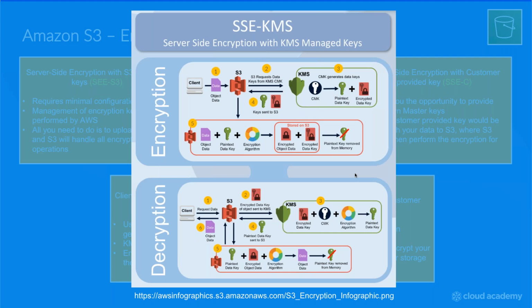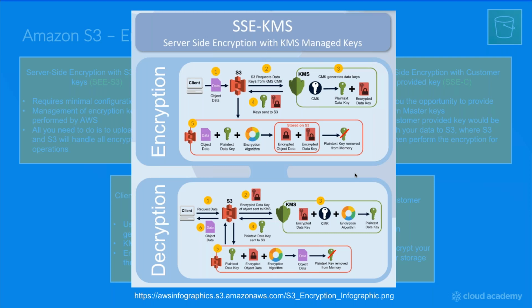So step 1. Firstly, the client uploads an object to S3, indicating SSE-KMS as the encryption mechanism with a specified CMK. Step 2, S3 will respond by initiating a request to generate data encryption keys from KMS. At step 3, KMS will then generate 2 data keys using the requested CMK, a plain text data key and an encrypted version of that same data key.